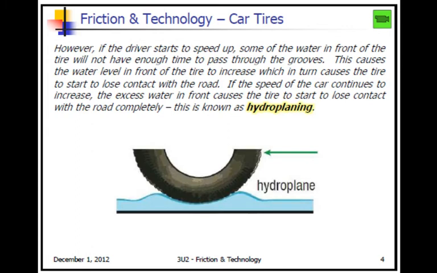However, if the driver starts to speed up, some of the water at the front of the tire will not have enough time to pass through the grooves. This causes the water level in the front of the tire to increase, which in turn causes the tire to start to lose contact with the road. And if the speed of the car continues to increase, the excess water in front causes the tire to lose contact with the road completely. This is called hydroplaning, which if you've taken a driver's ed class, you might know about.